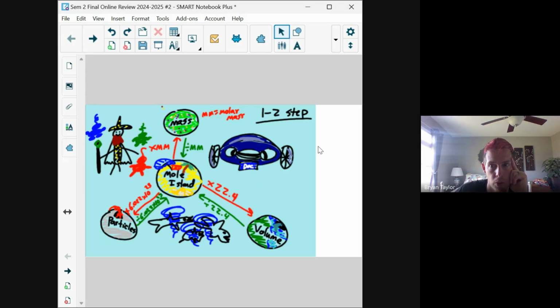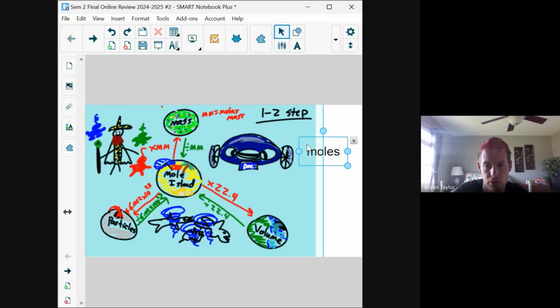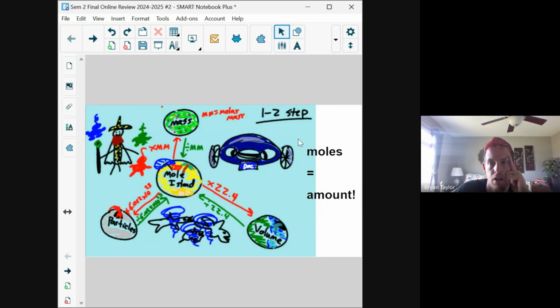Again, moles means amount. Unbelievably important that we say that again. Moles means amount. Very, very important. It's not the mass, it's how much.